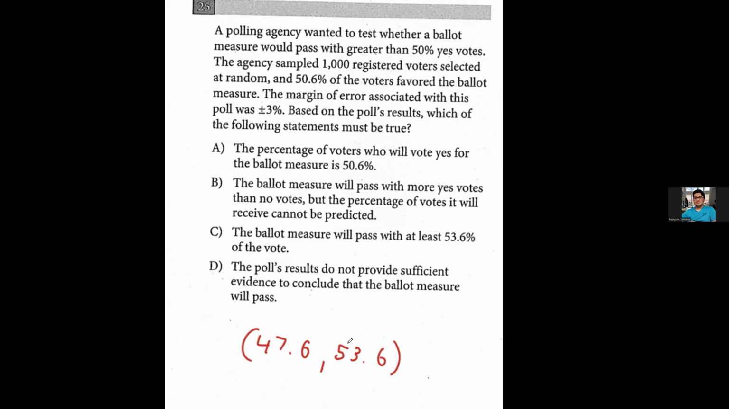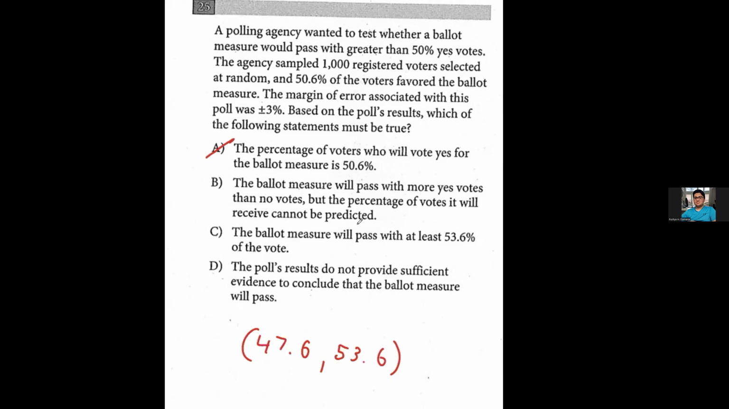So these are our two bounds, and we're told which of the following statements must be true. The percentage of voters who will vote yes is 50.6%. Well, we don't really know that. It could be anywhere from 47.6 to 53.6. We don't know for sure if it will be 50.6. It could be 53 or any of these numbers in between. So it's not A.